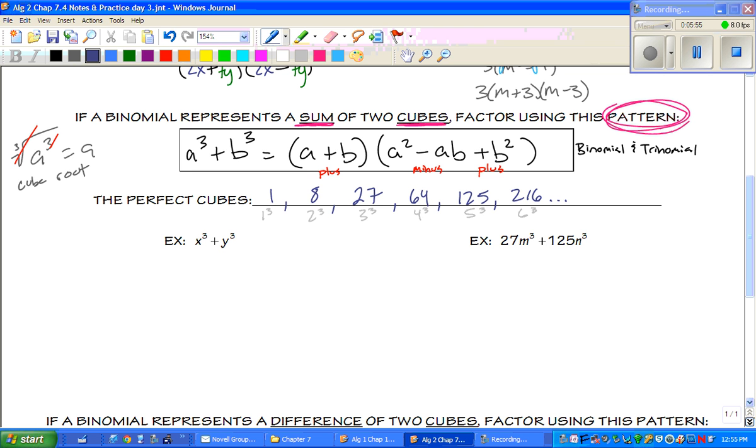So, let's go ahead and work on this. Now, the cube root of x cubed is just x, and the cube root of y cubed is y. So the first thing that we did was take the cube root of each one of those. Now, all we're going to do is follow the pattern. So in the pattern, that's the A, and that's the B.